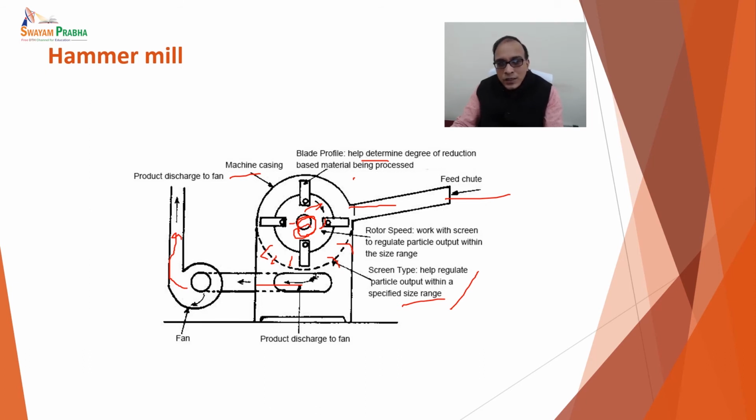So the material is moving, hammering is done in a circular motion, and when the desired particle size is achieved, it passes through the screen, and with the help of the fan and the product discharge area, the product can be discharged at a uniform or desired size. You have to adjust the screen depending on the particle size, and the blade adjustment or the hammering and the speed must be adjusted with respect to the product required.